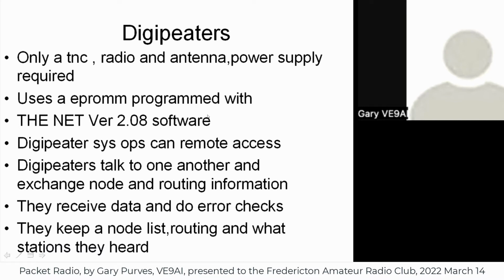Digipeaters, again, only require a TNC, radio, antenna and power supply. It uses an EEPROM programmed with the NET version 2.08 software. Digipeater system ops can remotely access these and change settings remotely. Digipeaters talk to one another and exchange node and routing information. They receive data, do error checks and pass it on. It's much like an APRS Digipeater. They keep a node list, routing, and what stations they've heard.